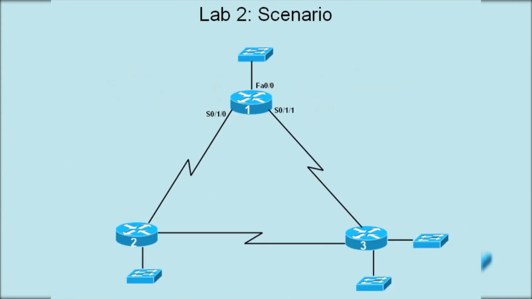Lab number 2 uses the exact same lab topology as lab number 1. In this case, we've got 3 routers and several switches, but we're just going to be using router 1. We'll have a PC connected via a console cable to router 1, and we'll use a terminal emulator on the PC to access the console and configure the router.